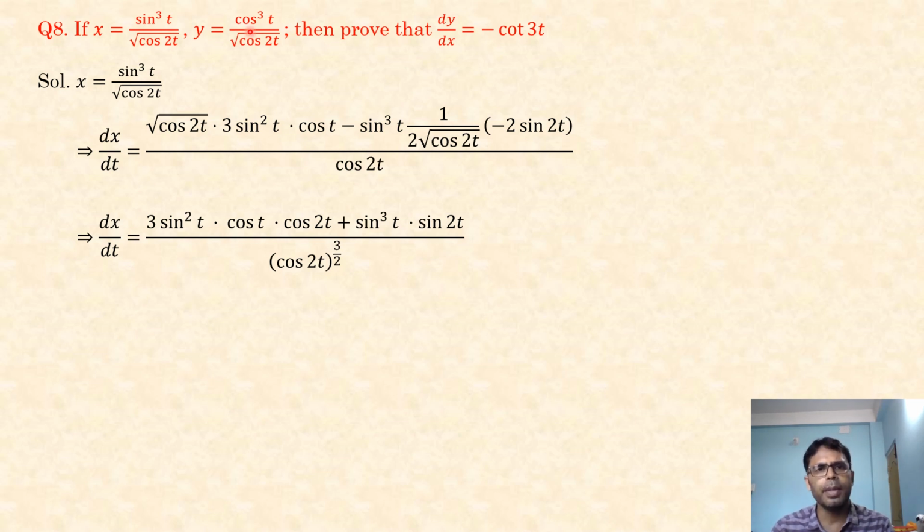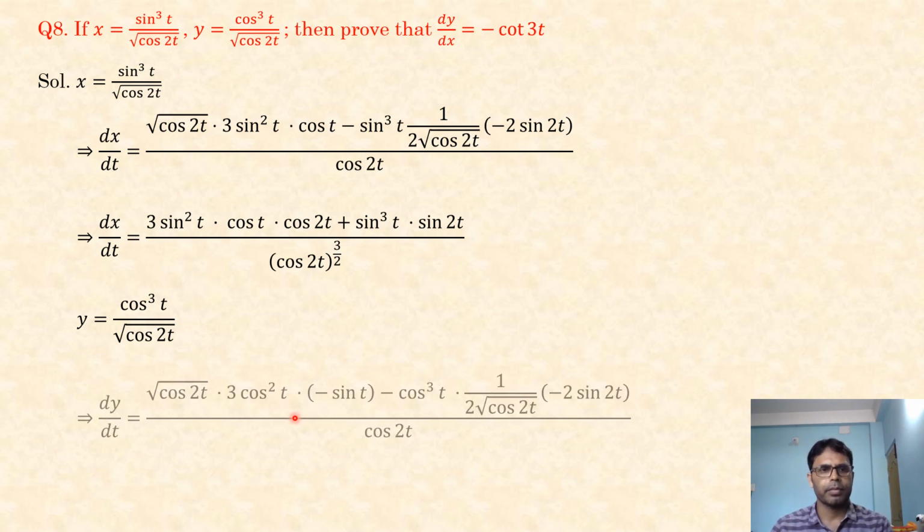Similarly, you take the second one; there we also need dy/dt. So y is equal to cos cube t by root over cos 2t. Therefore dy/dt is equal to, again a square will come, the root over will not remain, then denominator into the derivative of cos cube t, which is 3 cos square t, into then cos t derivative is minus sin t, this compulsory minus, cos cube t is already there.